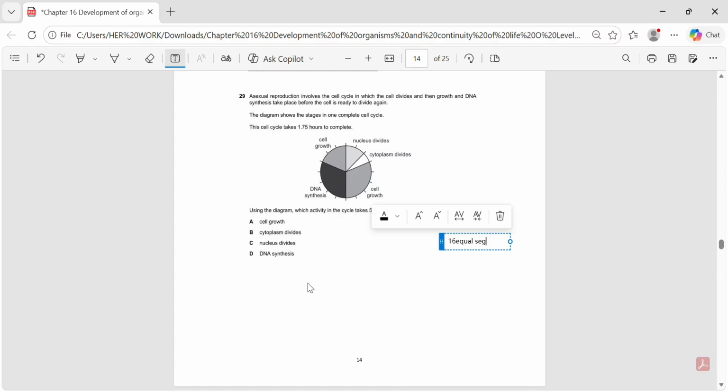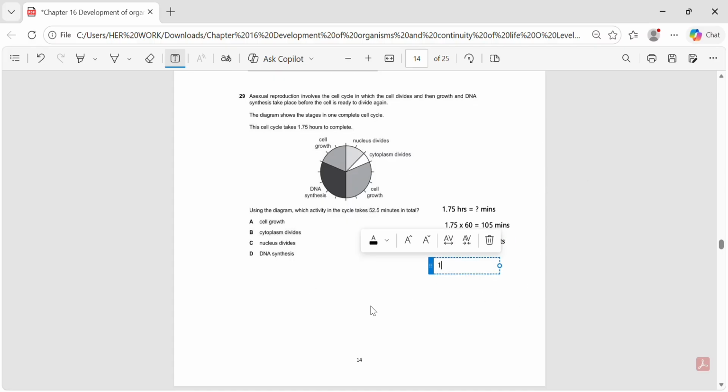Now, you can see that the diagram is divided into 16 equal parts, so dividing 105 minutes by 16 shows that each part represents 6.5625 minutes. This means one segment equals 6.56 minutes. Now, let's check how many segments each activity takes.